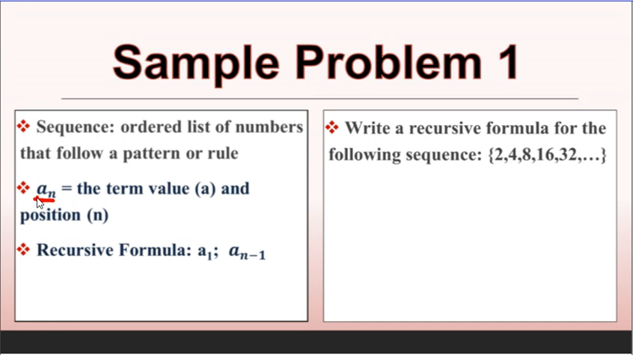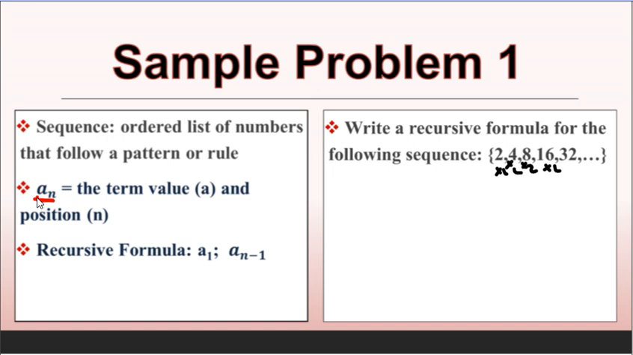Let's look at our first question. Write a recursive formula for the following sequence. Here I need to determine how I go from 2 to 4 to 8 to 16 and so on. I could add 2 each time, but 4 plus 2 doesn't give me 8, so it can't be plus 2. If I multiply by 2, 2 times 2 is 4, 4 times 2 is 8, 8 times 2 is 16, 16 times 2 is 32, so I know that I'm multiplying by 2 each time.